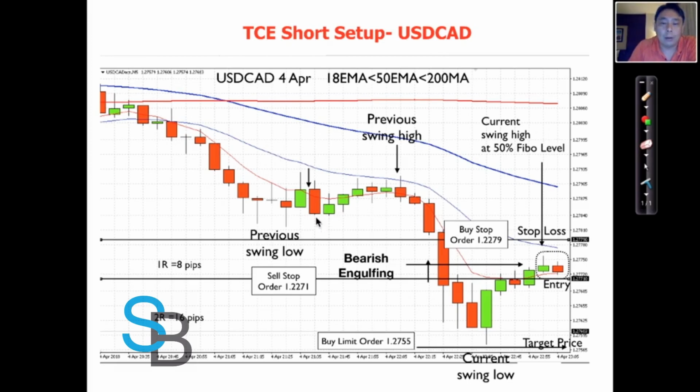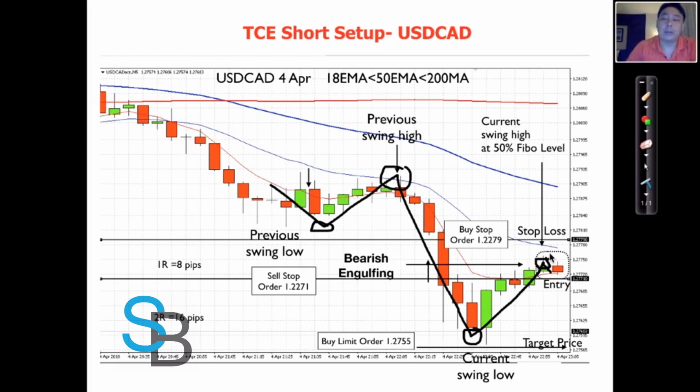We have our boom, boom, boom, boom. There we go. Right? So lower highs, lower lows. You always want to see lower highs and lower lows. So current swing high below previous swing high, current swing low below previous swing low. So clear downtrend pattern.